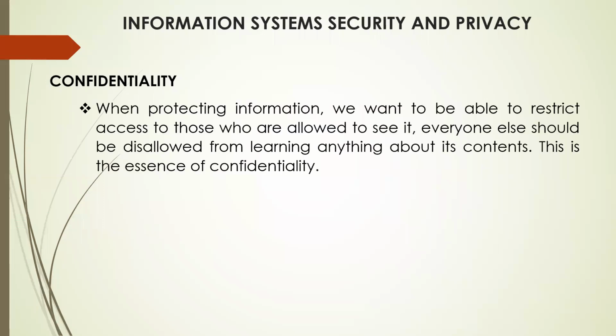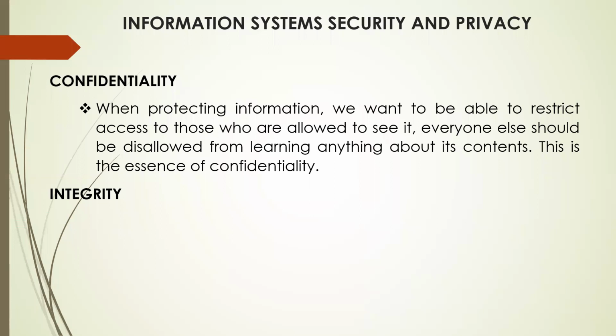Confidentiality. So when we say confidentiality, when protecting information, we want to be able to restrict access to those who are allowed to see it. Everyone else should be disallowed from learning anything about its contents. This is the essence of confidentiality. So for example, federal law requires that universities restrict access to private student information. The university must be sure that only those who are authorized have access to view the grade records.